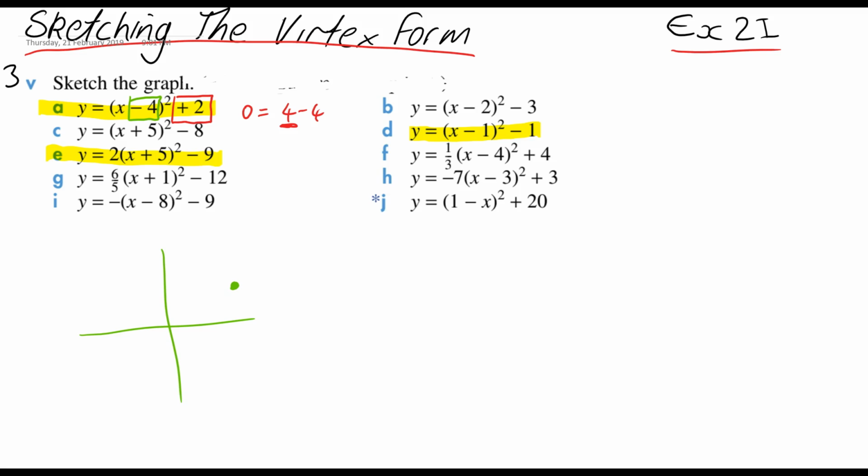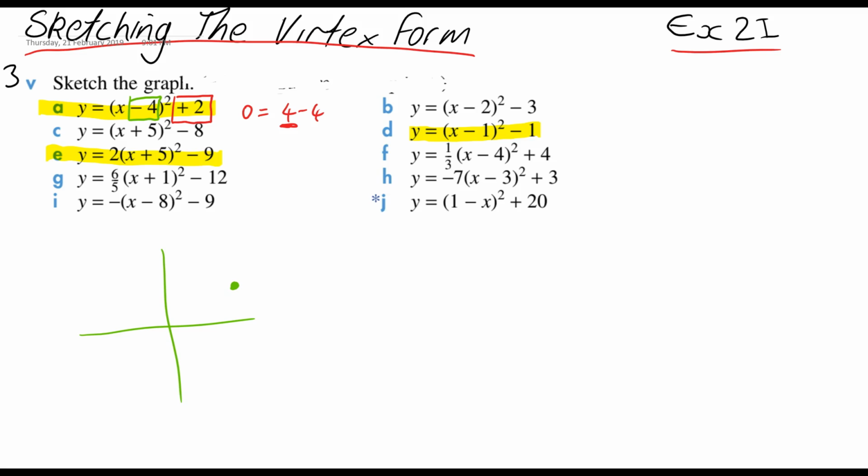We also need to find the y-intercept and the x-intercepts if it's got any. Okay, this one I don't think will, because it's a positive parabola and it's heading up, so I don't think it's going to cross the x-line. Okay, so let's find our y value.